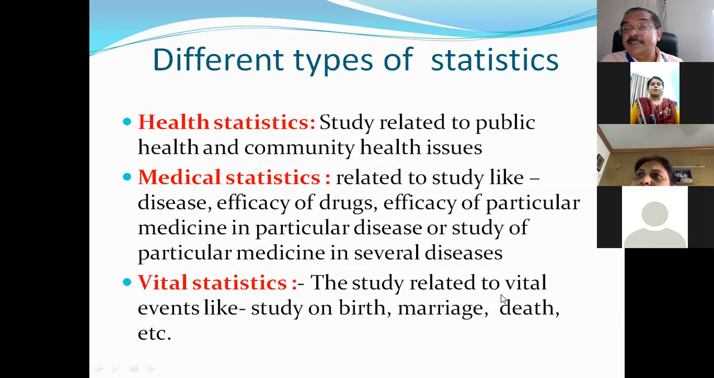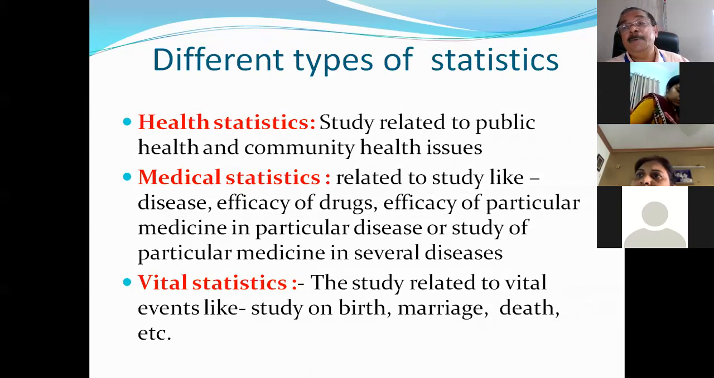So, different types of statistics. What are the different types? One is health statistics. It is a study related to public health and community health issues. There are several health issues of the public and community. They are studied, like how many children were affected with chickenpox in the particular month of April 2012, 2018, 2020, and so on. So this is related to community health.